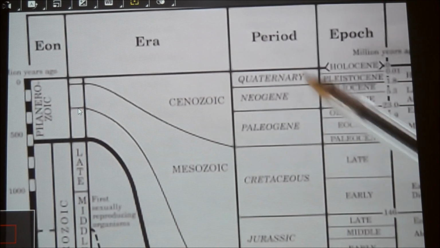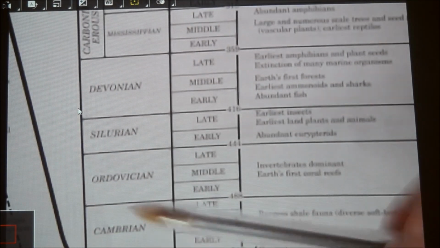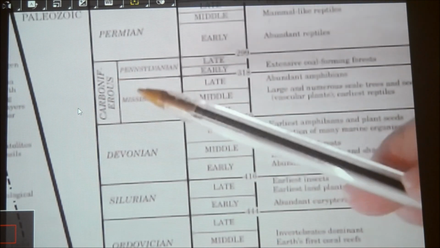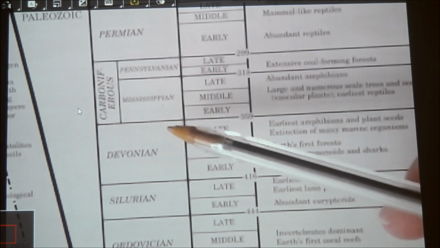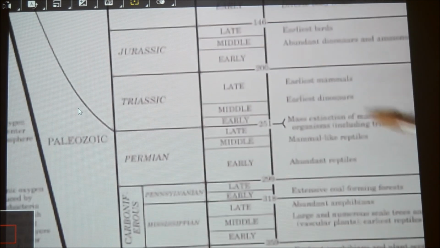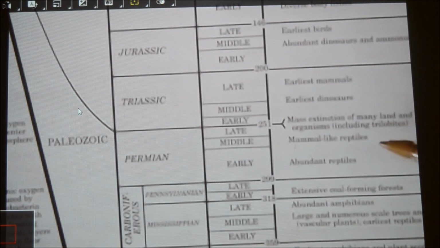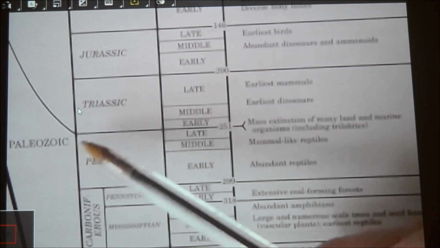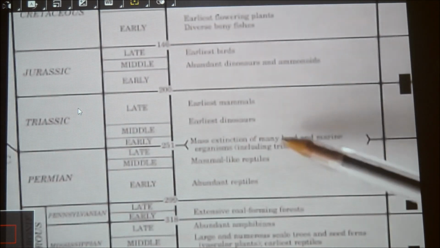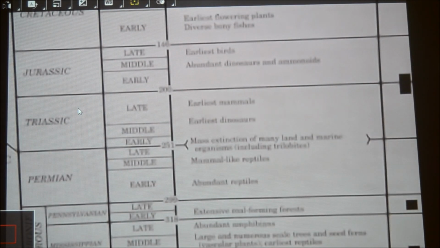I'm going to take my era and I'm going to subdivide it into periods. So if I'm looking down here, my Paleozoic, Cambrian is my first one, then Ordovician, Silurian, Devonian, Carboniferous. Carboniferous is going to be separated into Mississippian and Pennsylvanian. Then I have Permian. What you'll notice is anytime I go from one era to another, it's usually because of mass extinction. So if I read over here at my intersection between my Mesozoic and my Paleozoic, I have mass extinction of many land and marine organisms, including my trilobites.